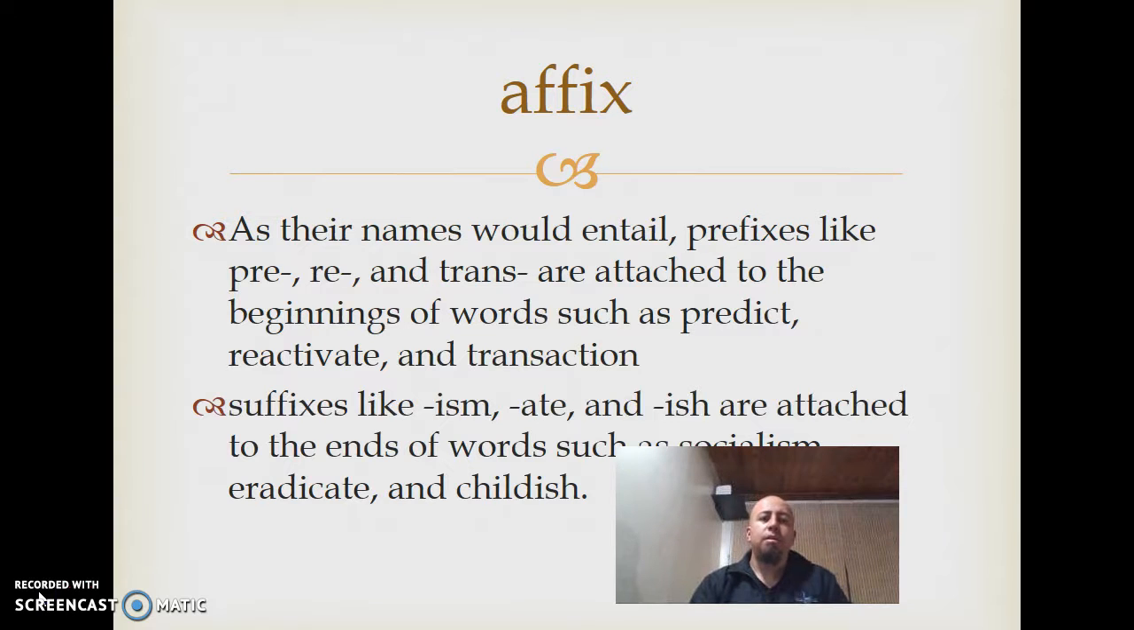Let's look at this example. As their names would entail, prefixes like pre, re, and trans are attached to the beginnings of words, such as predict, reactivate, and transaction. Suffixes like ism, ate, and ish are attached to the ends of words such as socialism, eradicate, and childish.